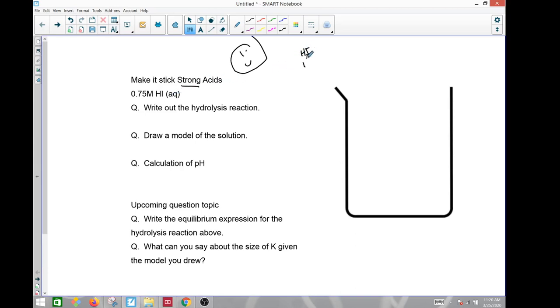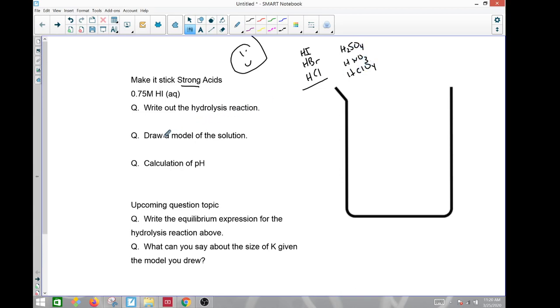HI, HBr, we have HCl. These are called non-oxy acids. And we have 3 strong oxy acids: H2SO4, HNO3, and we have HClO4. Sulfuric acid, nitric acid, and perchloric acid.